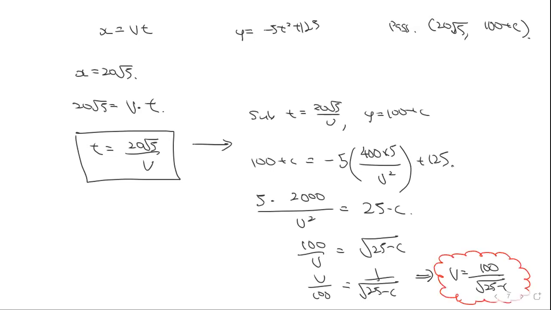So we've now used that information to calculate our v. The next question, as it says, is prove that the minimum initial speed of the projectile is 20. Well, think about what we've just worked out. We've worked out that v is 100 over the square root of 25 minus c. And this means that the projectile clears the second building at c units above.